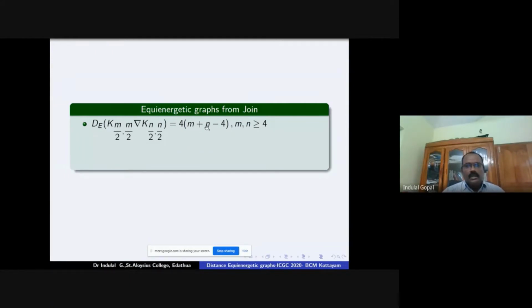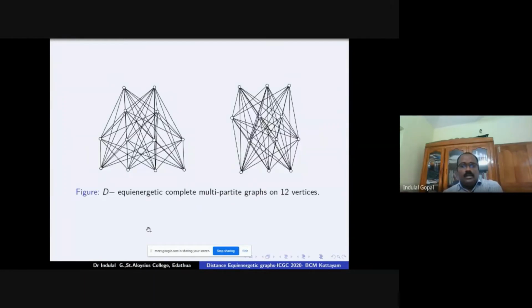So for constant m plus n and for varying m and n, we have a family of distance equi-energetic graphs from this. And this is one such family: K_{2,2} join K_{(n-4)/2,(n-4)/2}, K_{3,3} join K_{(n-6)/2,(n-6)/2}, etc., for n greater than or equal to 12. And these are two examples of complete multipartite graphs equi-energetic on 12 vertices.